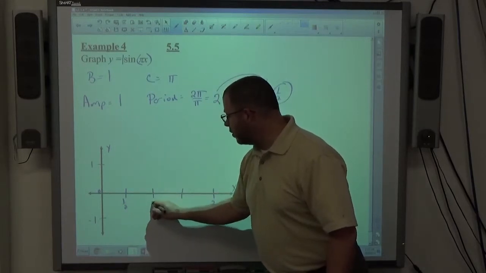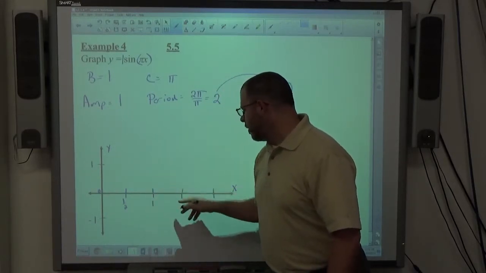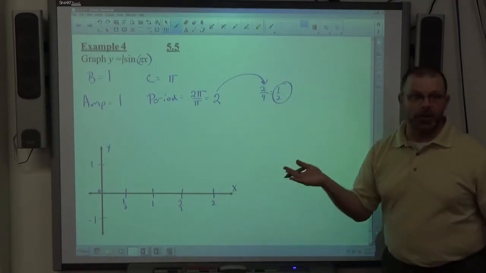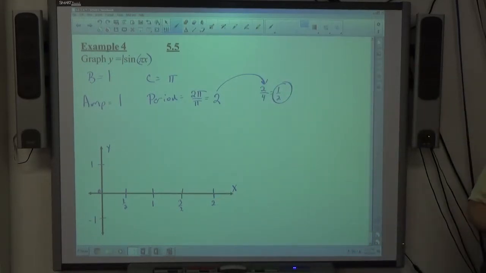1 half plus 1 half is 2 halves, better known as 1. 2 halves plus 1 half is 3 halves. 3 halves plus 1 half is 4 halves, better known as 2. So just like that, again, we have the x dashes figured out. I've got the y dashes figured out.